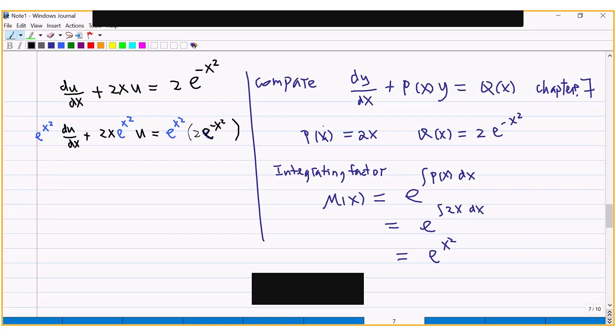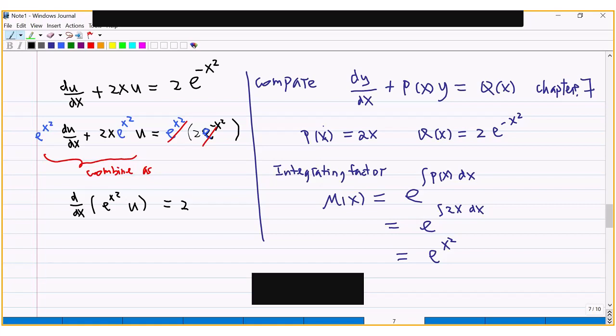Now, then you find that this e power x square and e power x square obviously cancel each other. And the left hand side, you combine as differentiation of one term. What is that equal to? Differentiation of e power x square times u, and then equal to.